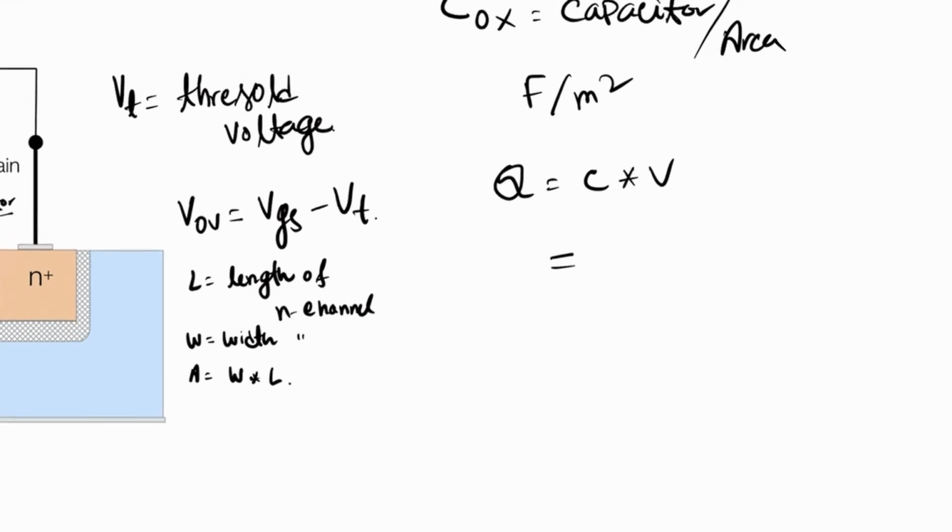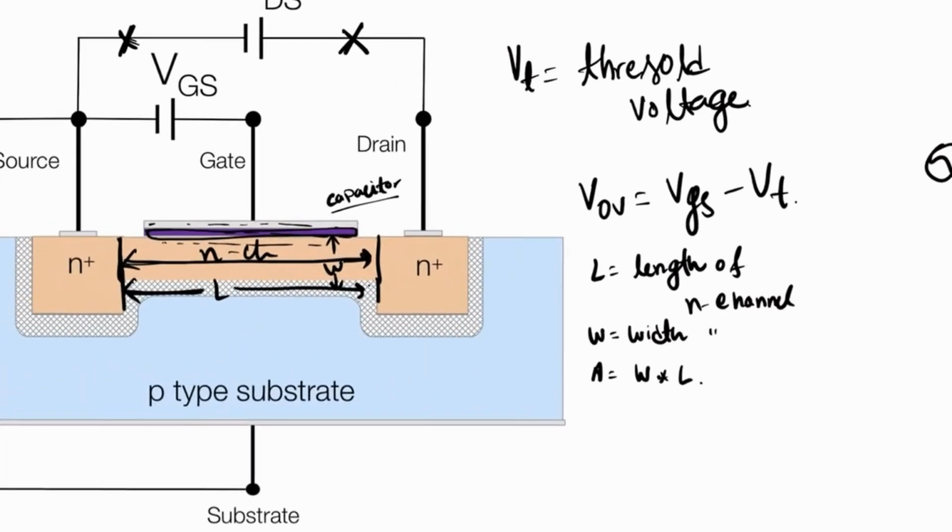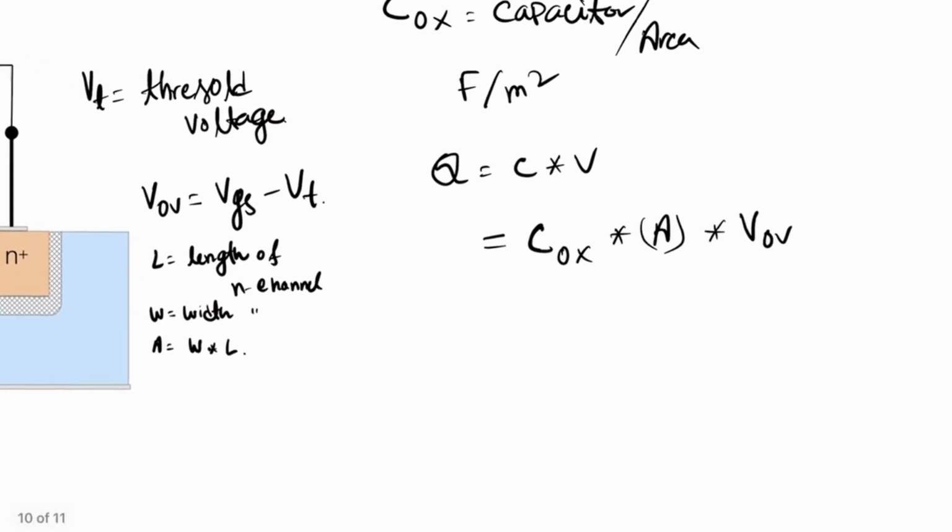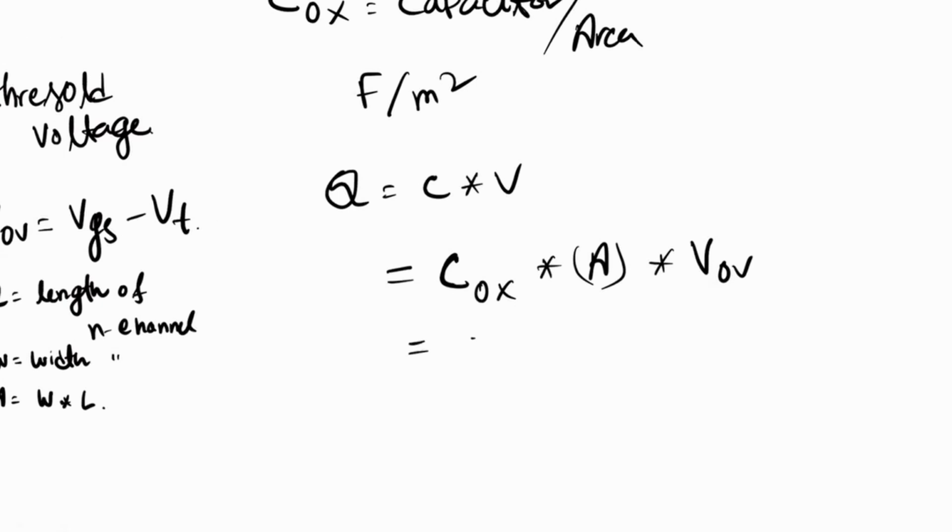We already know that C is the total capacitance, and COX is the capacitance per unit area. So we can write down COX multiplied by A and multiplied by VOV. Why VOV? As this VOV determines how much charge will be there in this N channel, as I already explained. So now just put the value of A: COX multiplied by W multiplied by L and VOV.